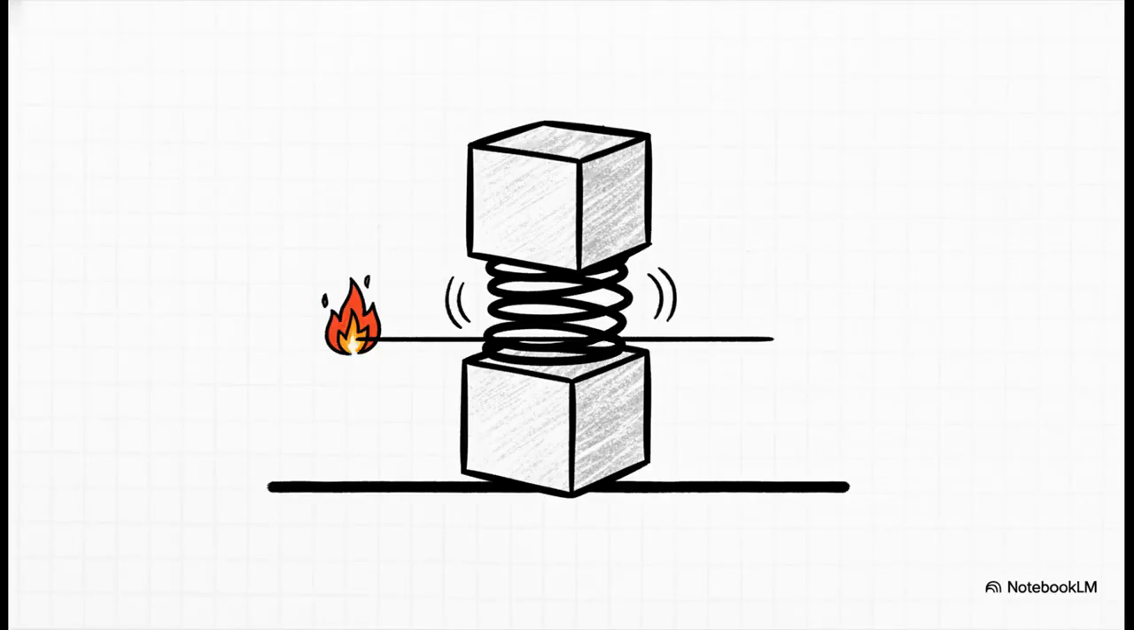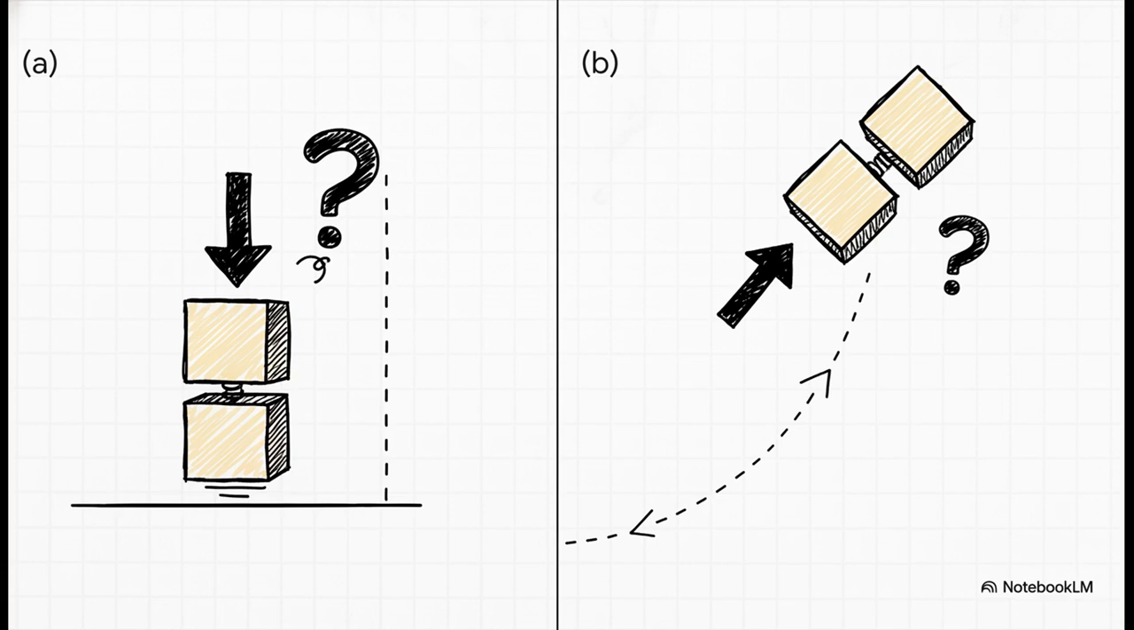You've got 2 identical cubes. One is just sitting on the ground, and the other's on top of it. Sandwiched between them is a spring that's been squished down, just full of potential energy. And the only thing keeping it all together is a single thread. So what's our mission here?